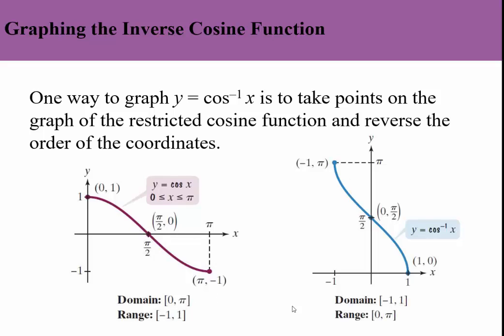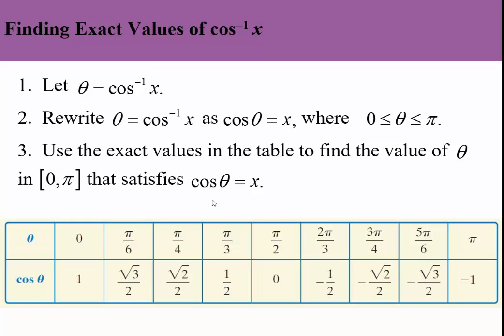And notice again, the domains and the ranges have interchanged. And we're going to solve these the same way. We can let theta equal the inverse cosine of x, so we can take the cosine of both sides and rewrite this as x equals cosine theta, where theta must be, of course, between 0 and pi.